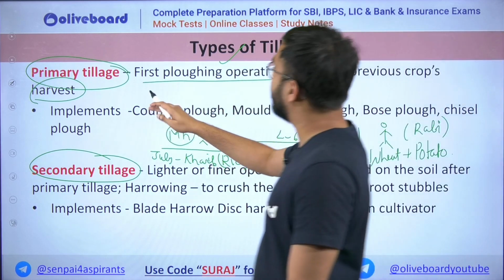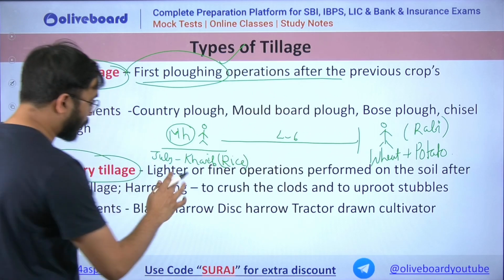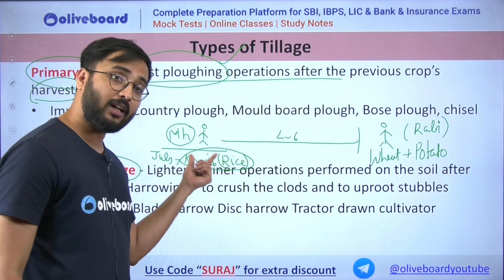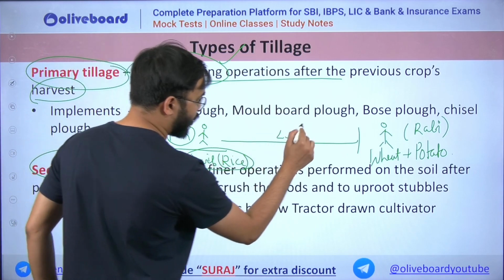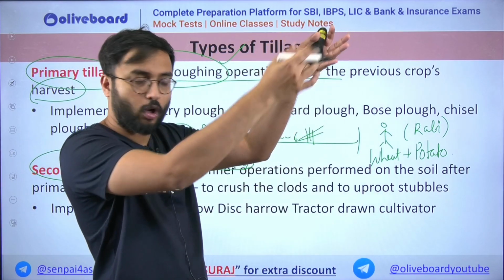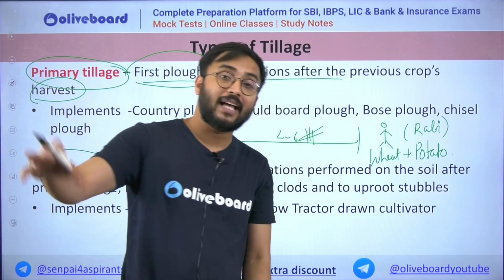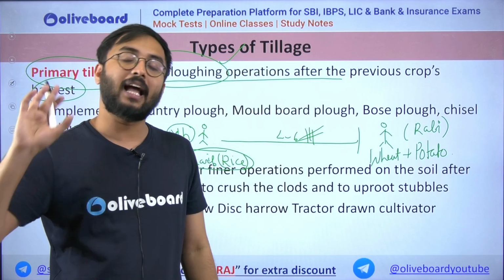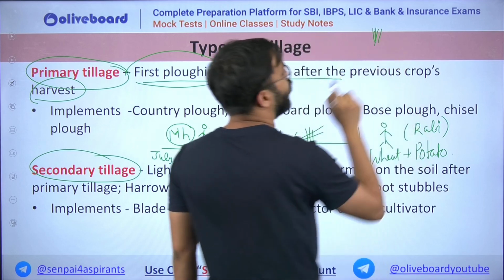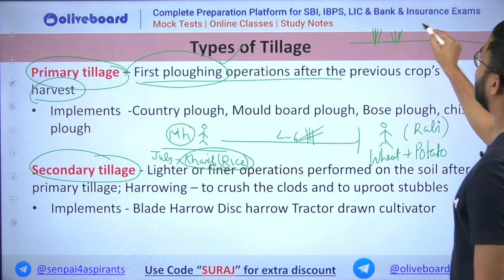So primary tillage is the first plowing operation after the previous crop's harvest. Suppose this farmer in the year 2023, after Kharif cropping, harvested the crop. Harvested means whatever upper grains and upper stem of the crop are there, that is cut down. That harvested crop is taken to a separate field, the grains are removed from it and sold in the market. But what about the remaining crop shoots in your field? These remaining shoots in your field after harvesting are called stubble.